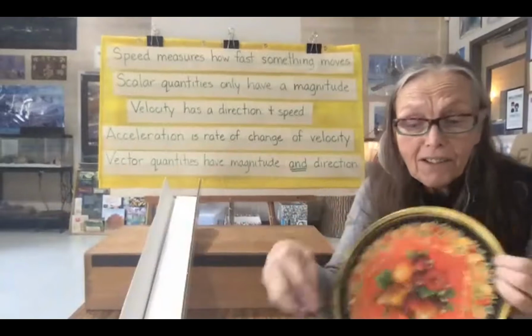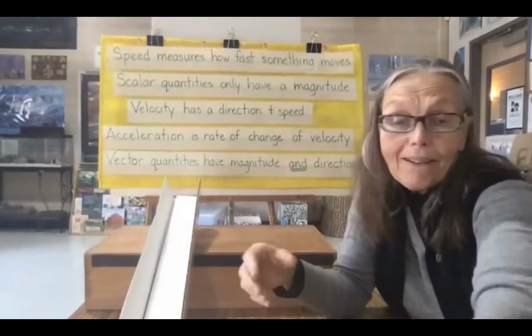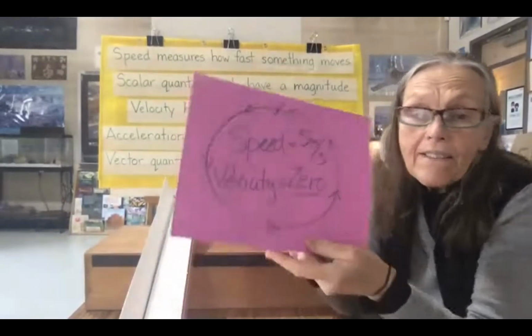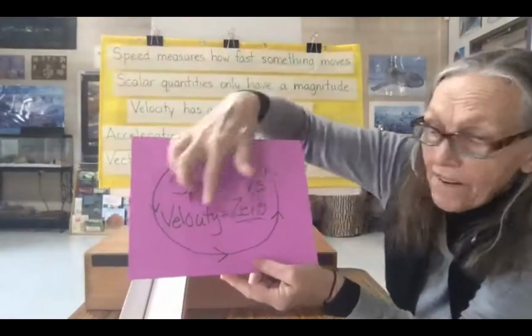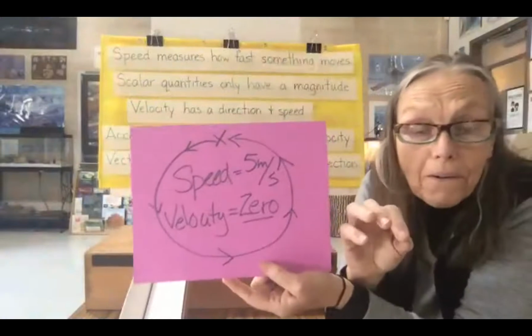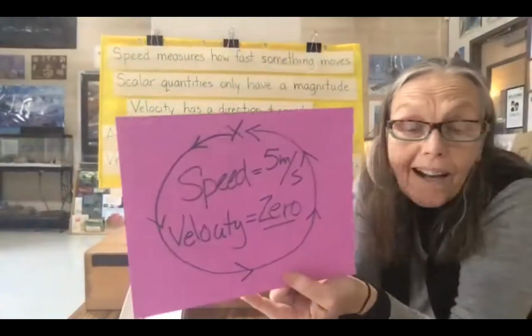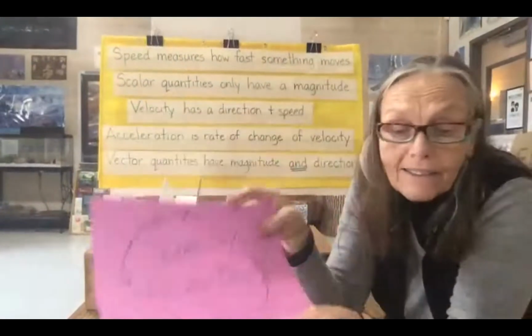It made a circle. So it doesn't matter how fast it's going, if it ends up in a circle, no matter how fast it's going, the velocity will be 0. Because it did not go in any direction, it just came back around. Okay.